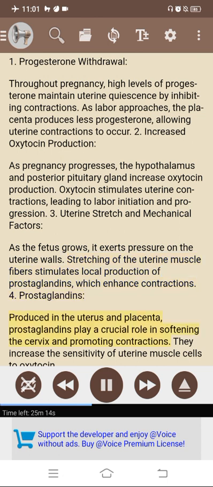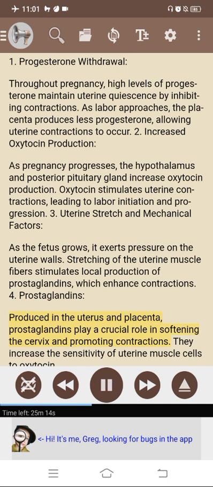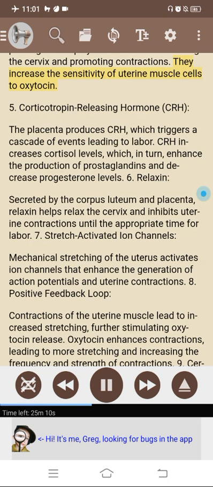4. Prostaglandins. Produced in the uterus and placenta, prostaglandins play a crucial role in softening the cervix and promoting contractions. They increase the sensitivity of uterine muscle cells to oxytocin. 5. Corticotropin-releasing hormone, CRH. The placenta produces CRH, which triggers a cascade of events leading to labor.